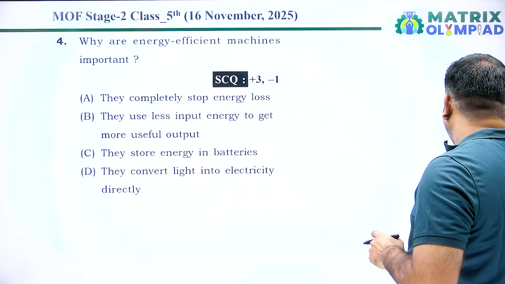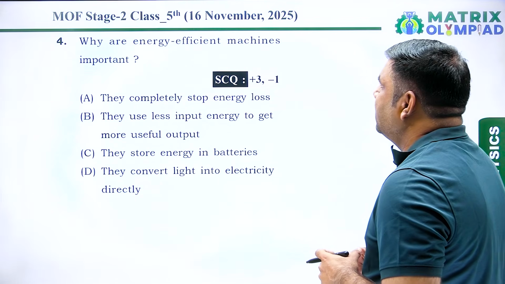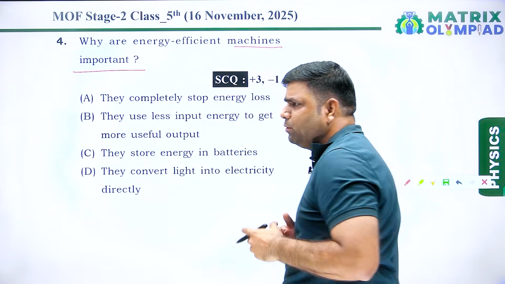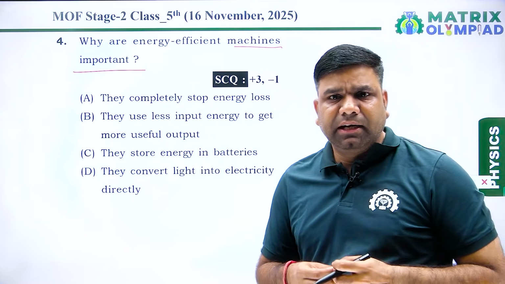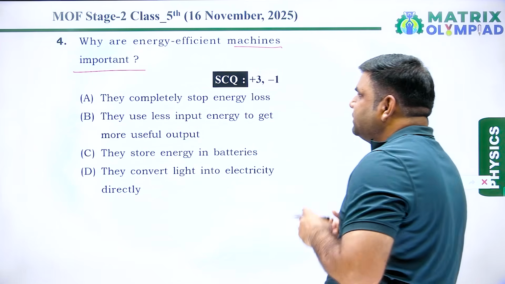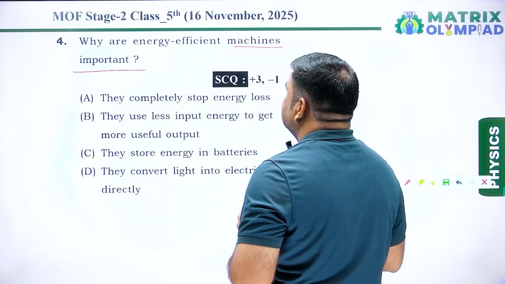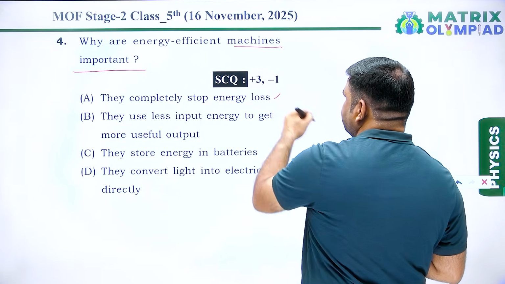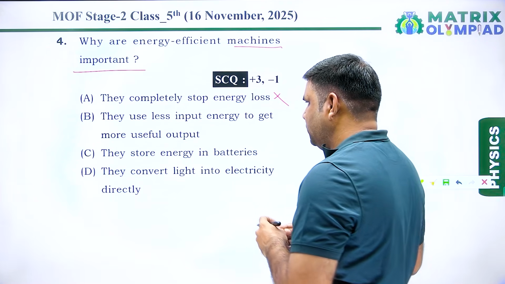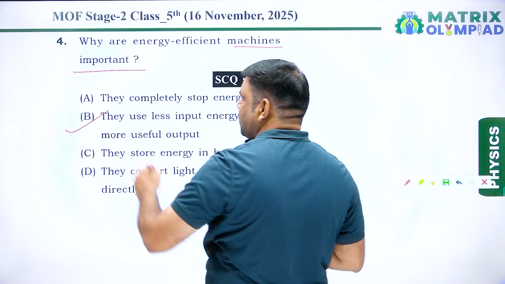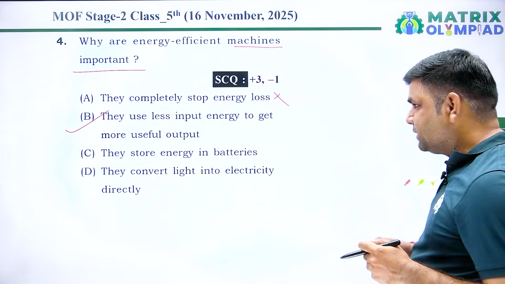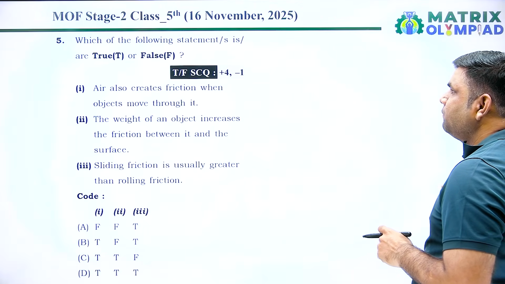In question number 4, why are energy efficient machines important? Students, we know that energy efficient machines take less input and give more output. So options are: they completely stop energy loss, no. They use less input energy to get more useful output, yes. So our correct answer is option number B for question number 4. Let's move to another question, that is question number 5.